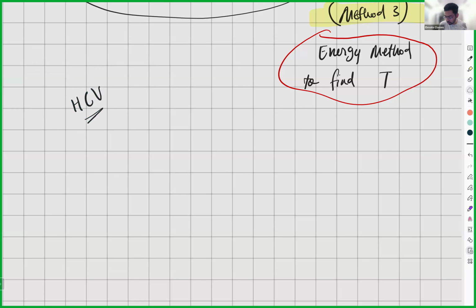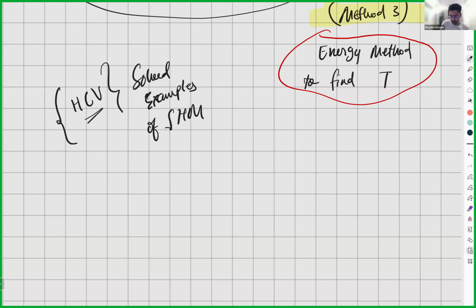Anyway, the point is that you should see the solved examples of SHM. Look at the solved examples of simple harmonic motion from HCV Volume 1. It will give you a good idea, because otherwise, if we discuss each and every concept, it will take a very long time.